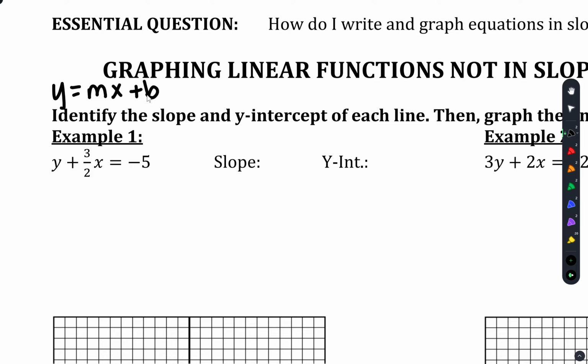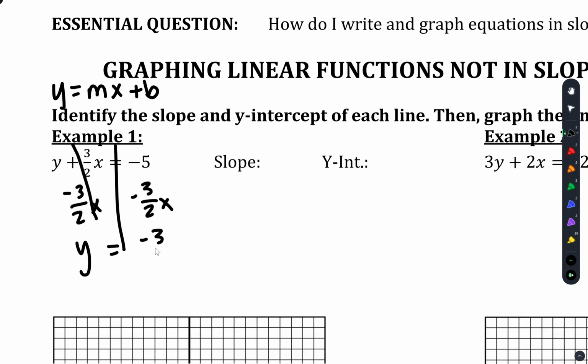Anytime we move something with a variable attached to it, we are only ever using addition or subtraction. Is that clear? Did everybody hear me when I just said that? When we move something with a variable attached to it, we only ever use addition or subtraction. So to move this 3/2 x, we're going to subtract 3/2 x from both sides. That leaves me with y equals negative 3/2 x minus 5.